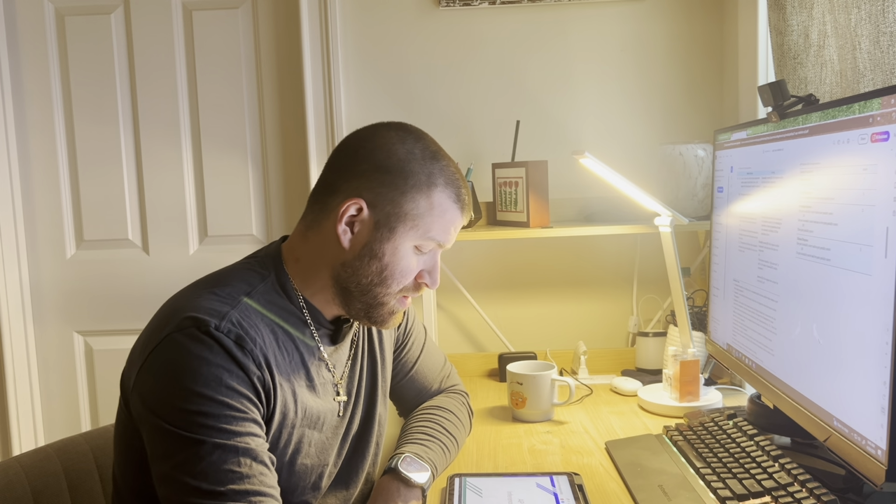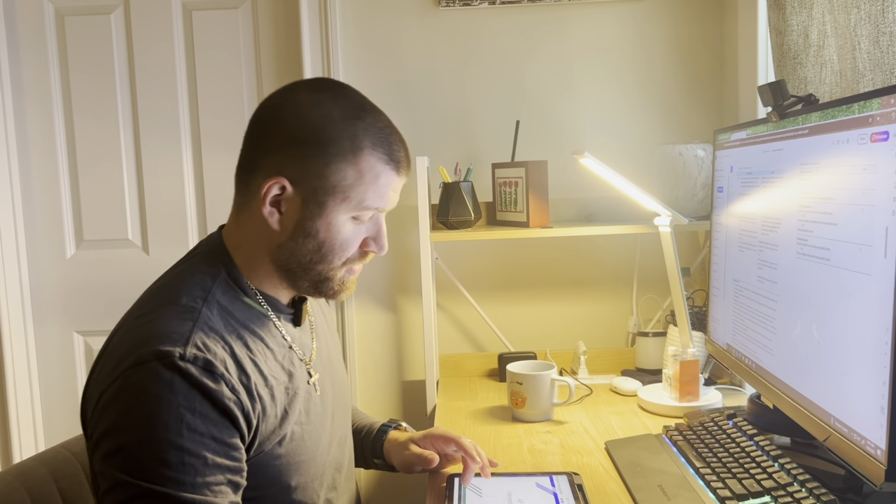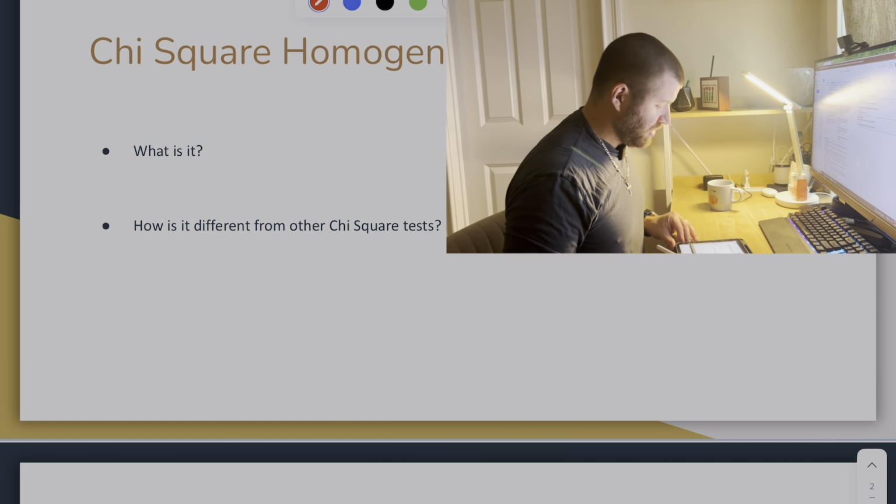Now, the chi-square test we're going to talk about today is essentially the same exact thing as a test of independence. The mechanics are the same, the formulas are the same, the degrees of freedom are the same, everything is the same. The only difference is what type of question you are being asked. And so what we're going to talk about today is the chi-square test for homogeneity of proportions. So let's jump right into it here.